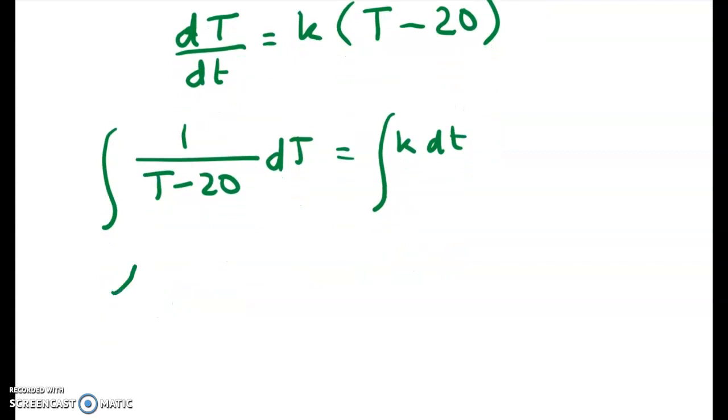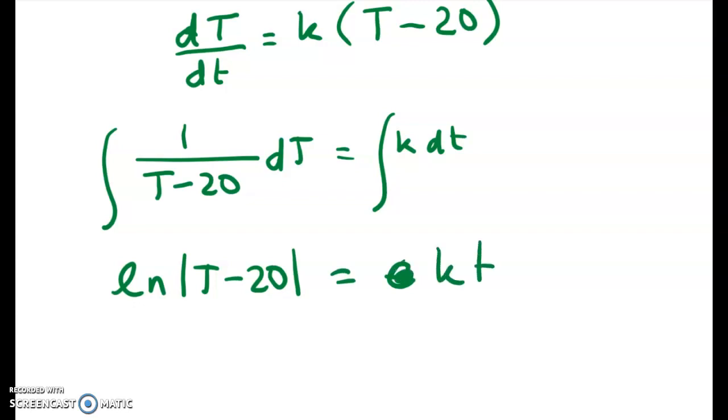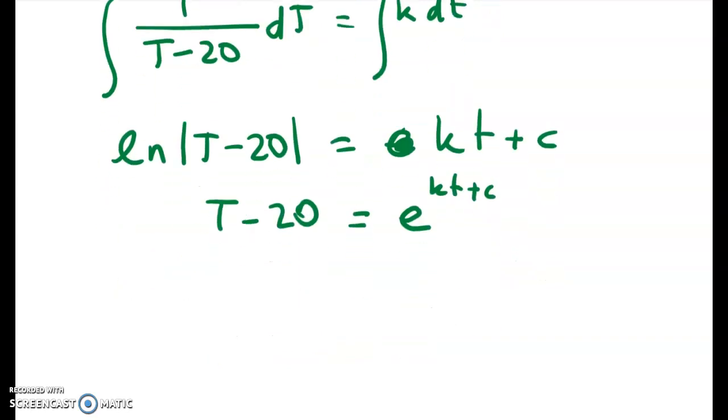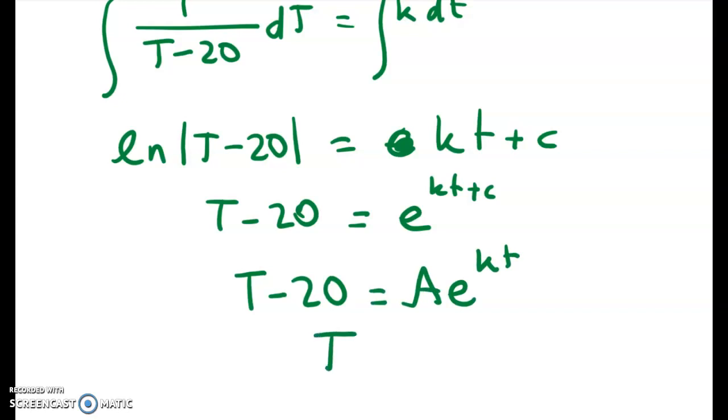So integrating the left-hand side gives me the natural log of the absolute value of T minus 20. And over here I get kt plus c. T minus 20 is equal to e to the kt plus c. T minus 20 is equal to Ae to the kt. T is equal to 20 plus Ae to the kt.